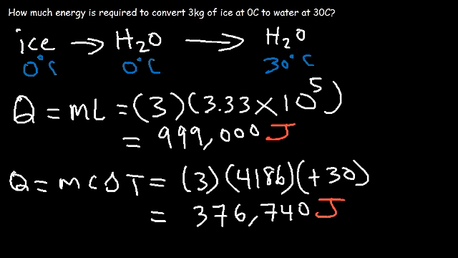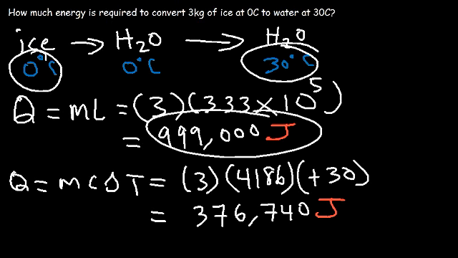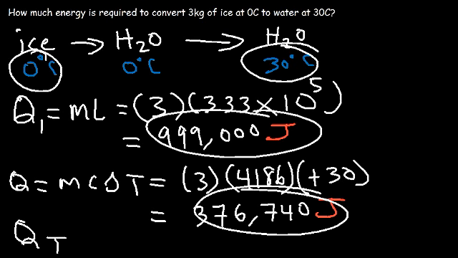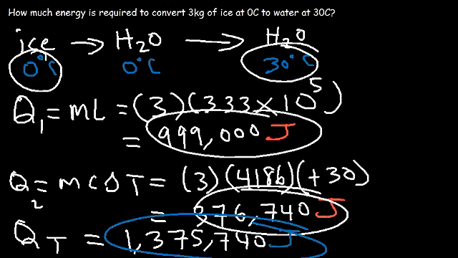Now the total energy that's required to go from ice to water at 30 is the sum of these two values. So we need to add Q1 and Q2. And that's going to be 1,375,740 joules of energy. So this is the answer to the question.